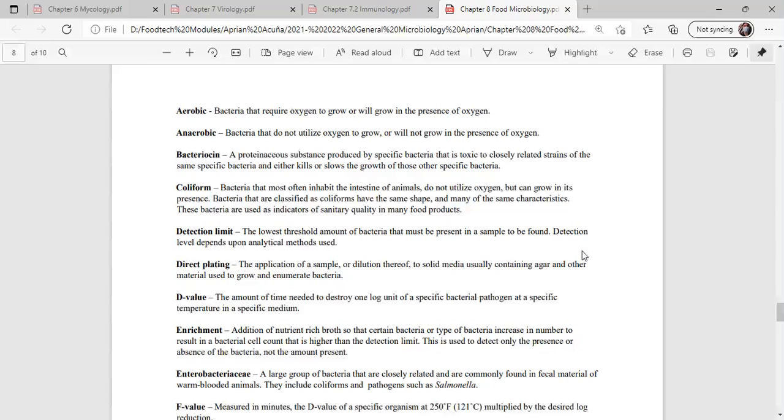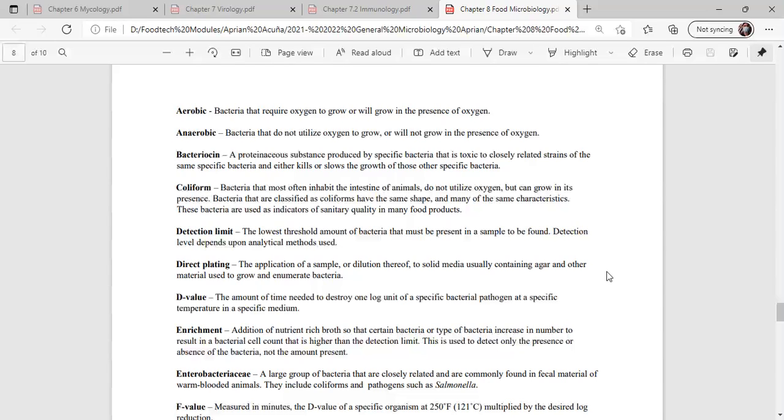Then you have the term detection limit. It is the lowest threshold of any bacteria that can be present in a sample or be found. And the detection level depends upon the analytical method being used. Then you have direct plating. It is the application of a sample, or a dilution thereof, to solid media usually containing agar and other material used to grow and enumerate your bacteria.